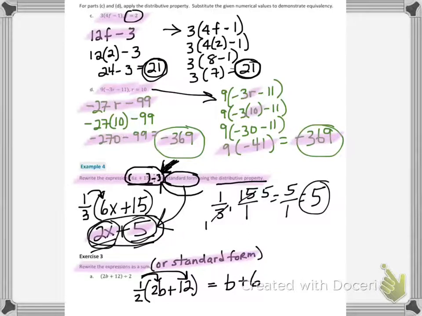Okay, hopefully you found that really simple. The first thing we had to do, I took my divided by 2 and turned it into a multiply by 1/2, and distributed out just like I've been doing. We've been doing quite a bit now, and hopefully you're getting very familiar with it. Then we did 1/2 times 2b, which is very simply b, because 2 times 1/2 is 1. And then 1/2 times 12 is where we got our 6. So b plus 6 would have been our expression as a sum or in standard form.